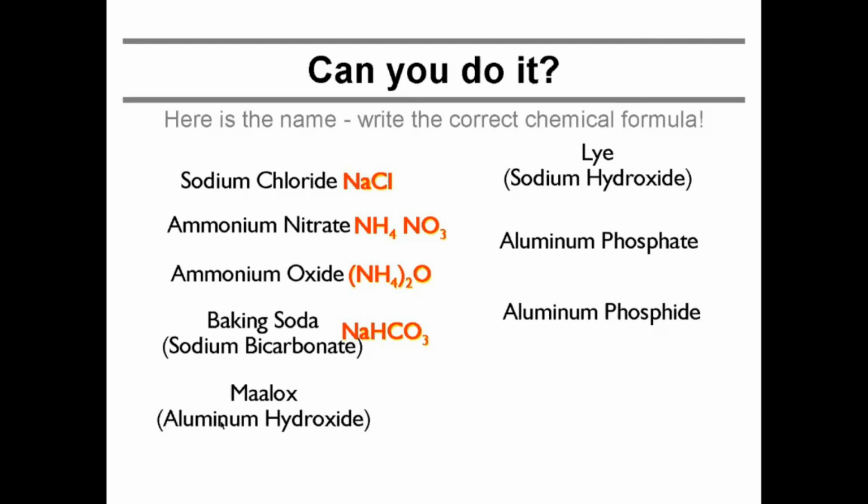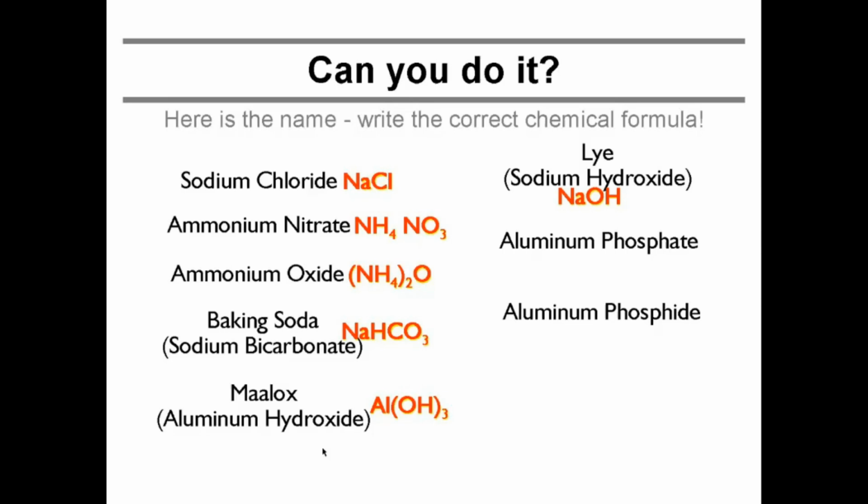Maalox, aluminum hydroxide. Hydroxide is an OH polyatomic ion with a charge of -1. In this case, aluminum has a +3 charge, and you need 3 OH, which each have a 1- charge, to balance out the charges. Now, sodium hydroxide, that should be fairly simple, NaOH.